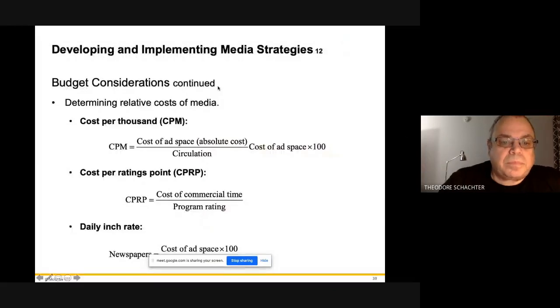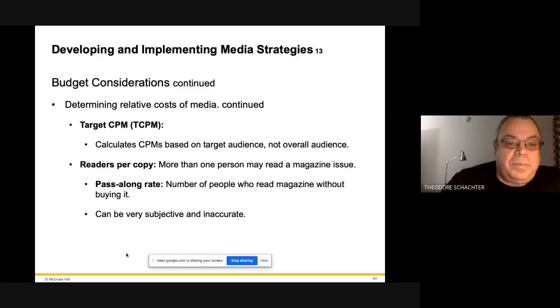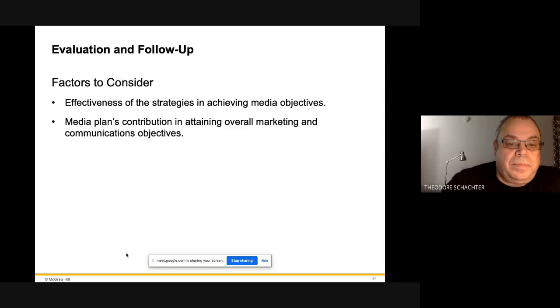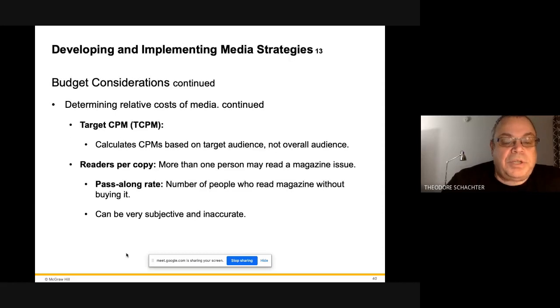Okay, here we go. So the cost per thousand is how you pay for print media. In broadcast media, you pay cost per rating point. And for newspapers, it's by the column inch rate. One last definition, pass along rate. Let me give you an example.